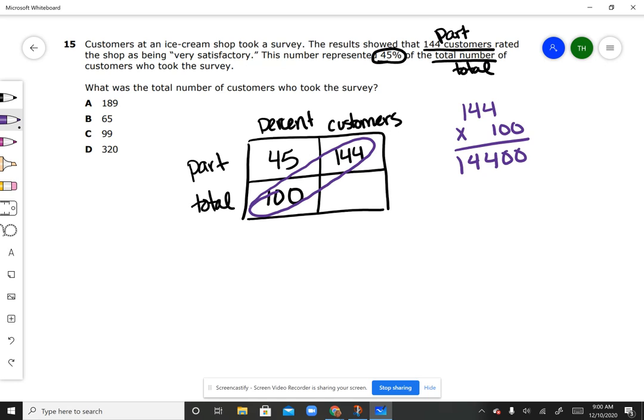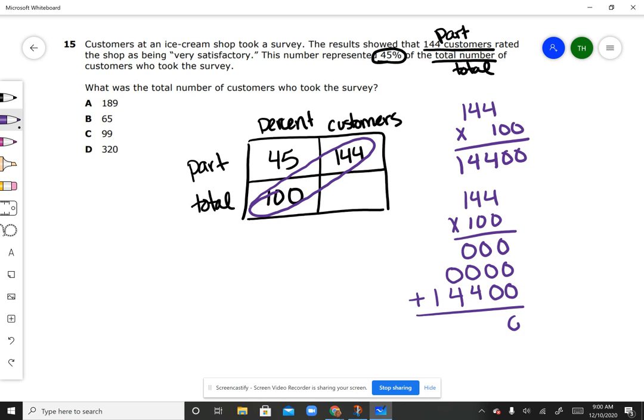14,400. Okay, if you're not used to seeing multiplication like that, I'll do it the other way also, just in case your teacher doesn't do that. 0 times 4 is 0, 0 times 4 is 0, 0 times 1 is 0. Add your placeholder 0. 0 times 4 is 0, 0 times 4 is 0, 0 times 1 is 0. Add 2 placeholders because you're moving to the hundreds place. 1 times 4 is 4, 1 times 4 is 4, 1 times 1 is 1. Add them together, and you get the same answer, okay?